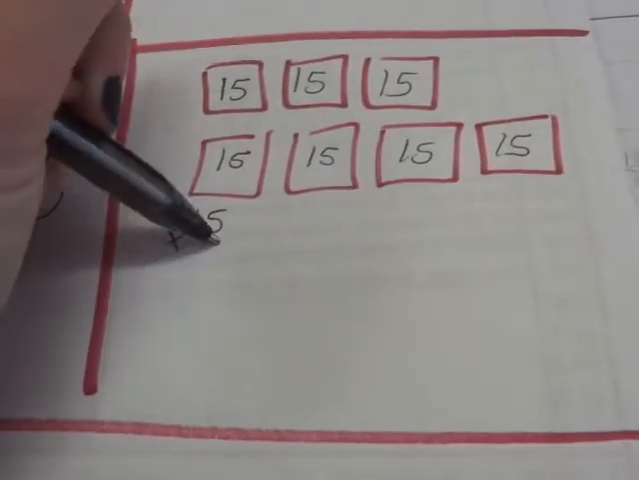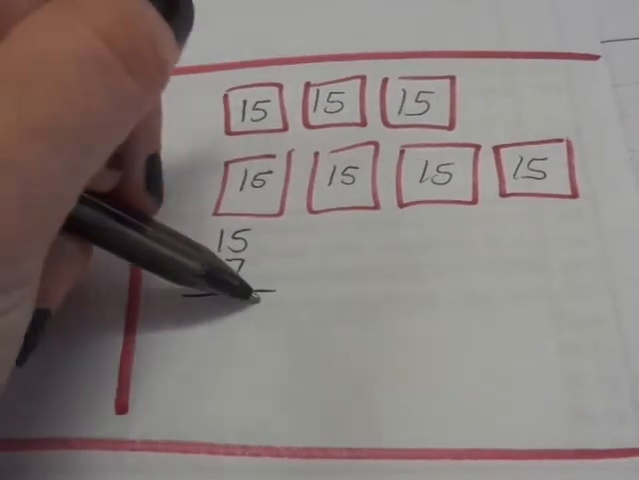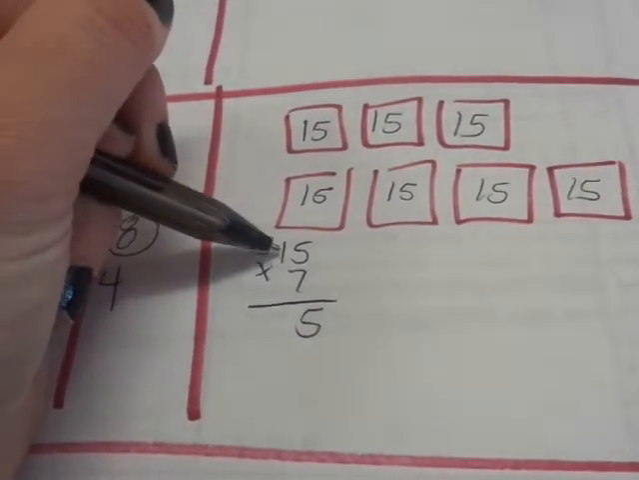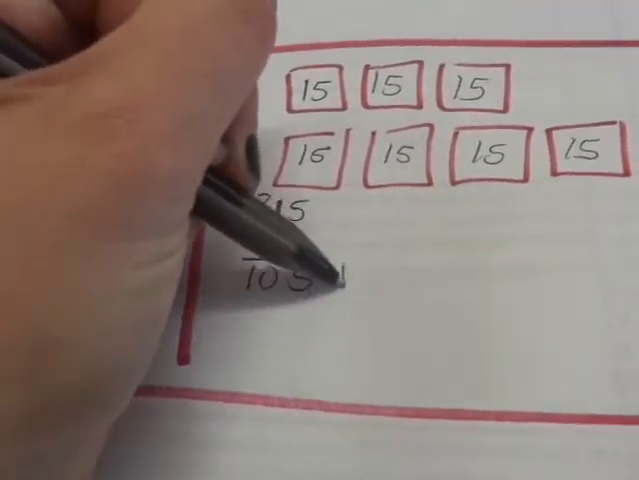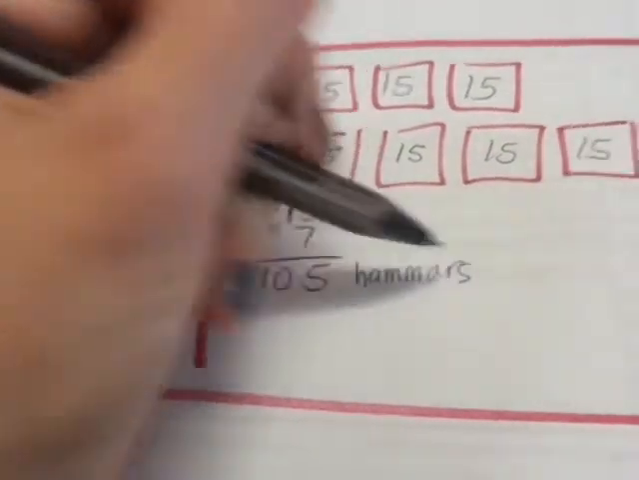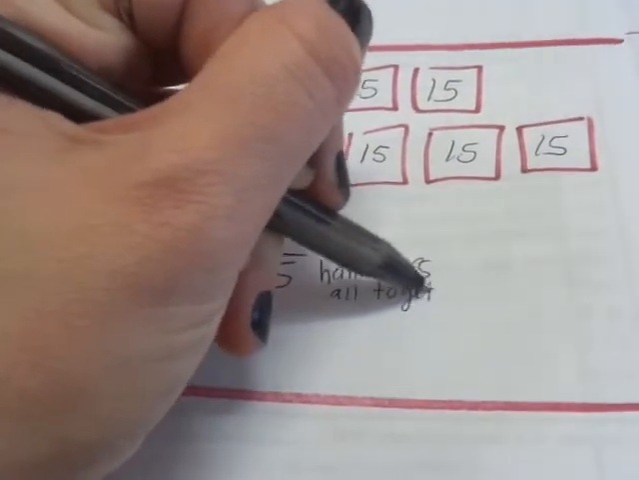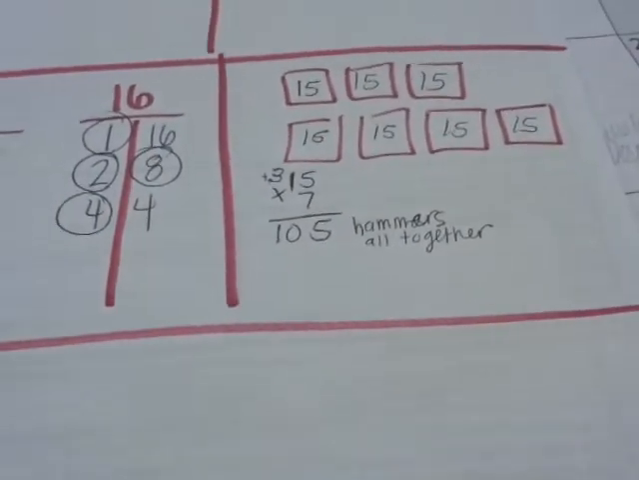So I could add all of these together, or I could multiply 15 times 7. So 7 times 5 is 35. Carry my 3. 7 times 1, 7. 8, 9, 10. So I have 105 hammers all together, or total. 105 total hammers.